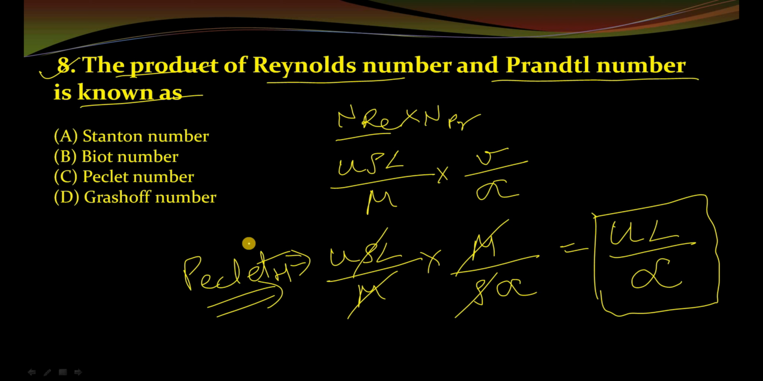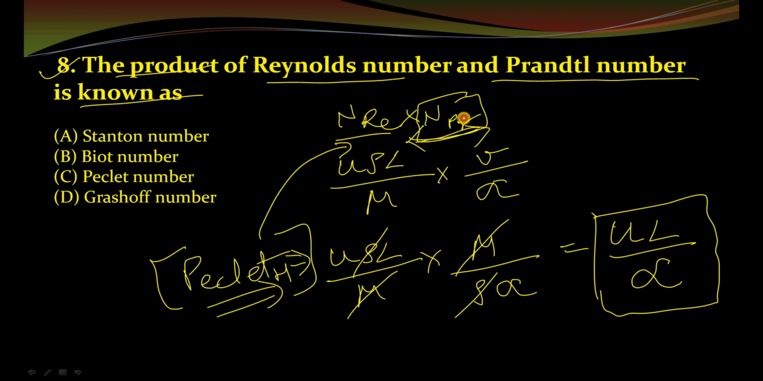In the case of mass transfer, whenever we are talking about thermal fluids, here the product is with Reynolds number, the product will be Prandtl number. And suppose we are talking about mass transfer, so instead of Prandtl number, here it will be the Schmidt number.